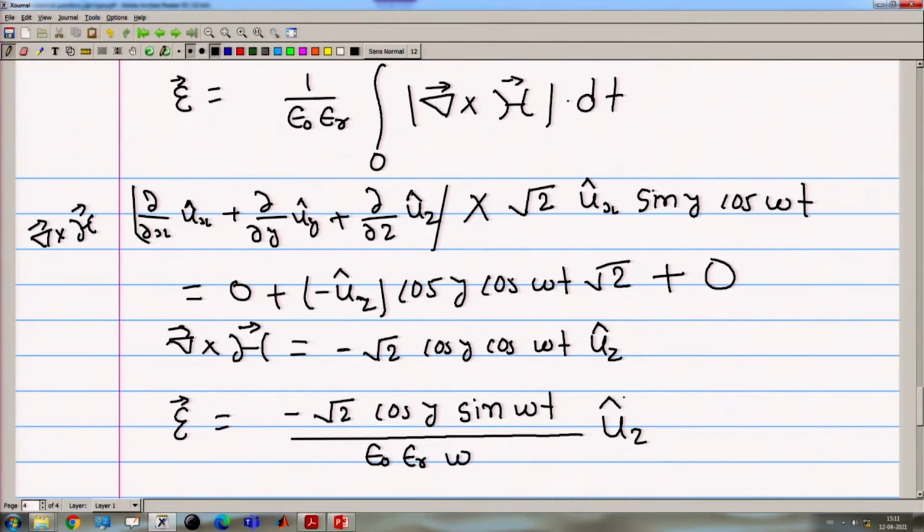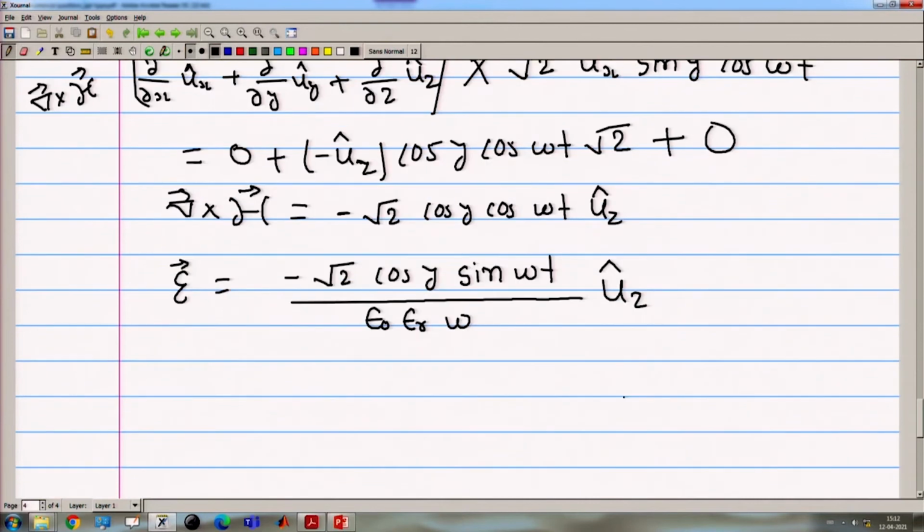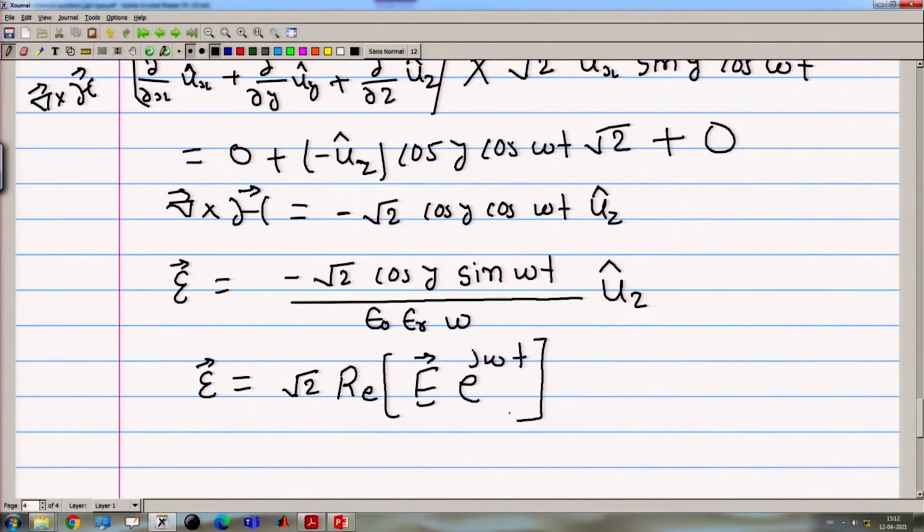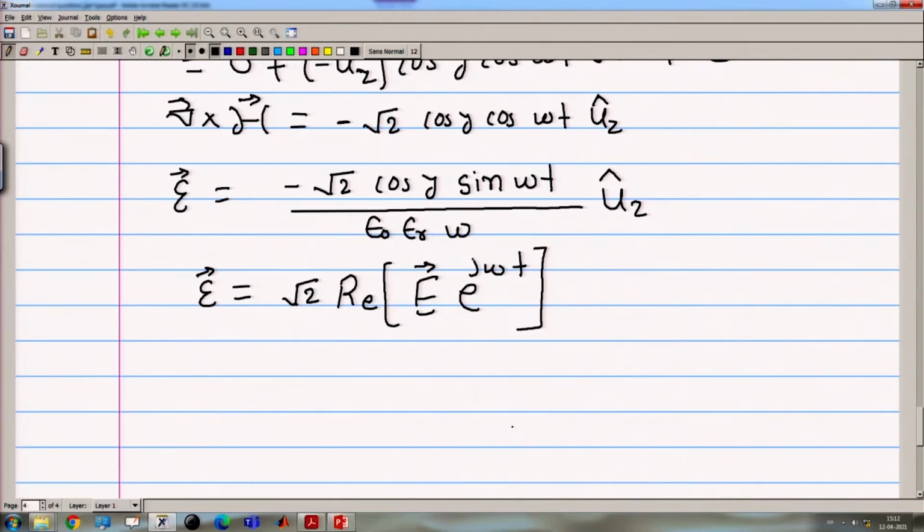So, this is the instantaneous form. We know E is 1 by root 2 times the real part of e to the power j omega t. If we take the E component like this, now we have to compare and find out the left side. Now, we have to find out this component.